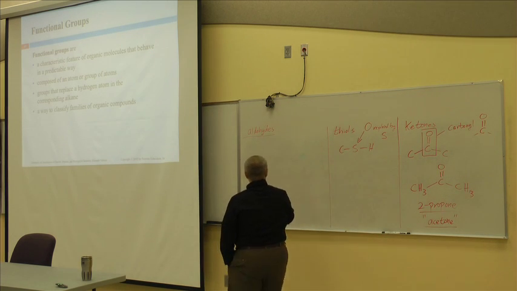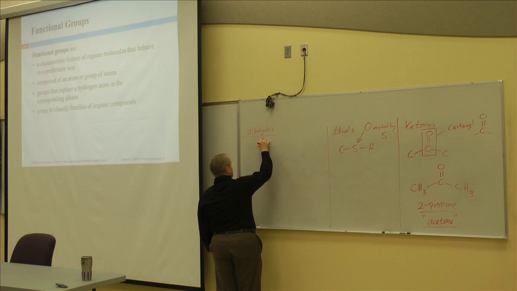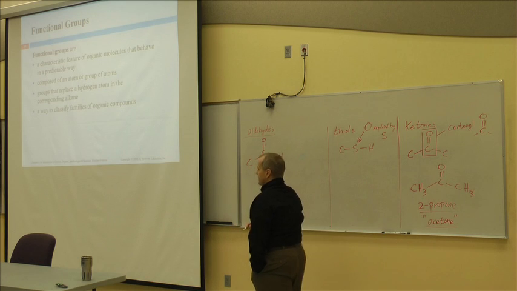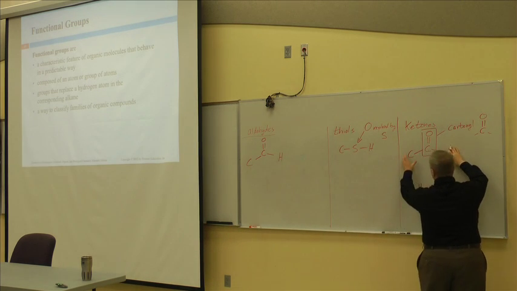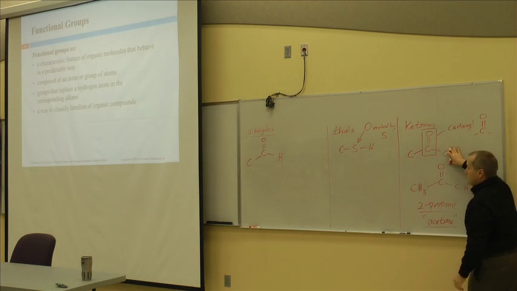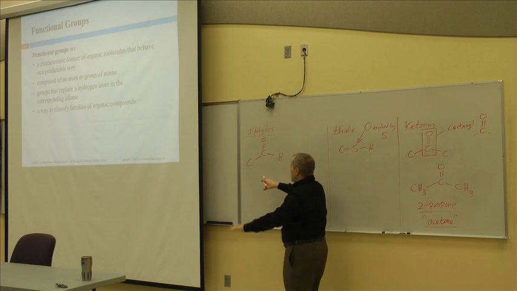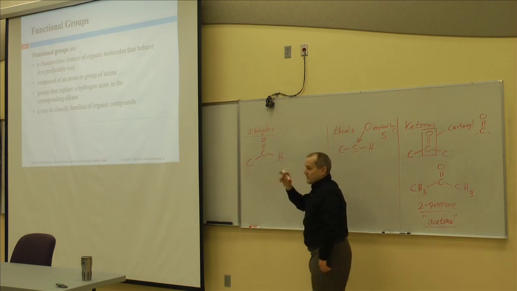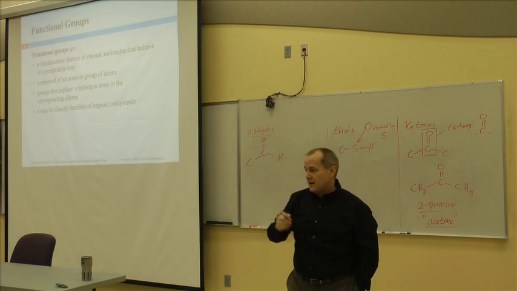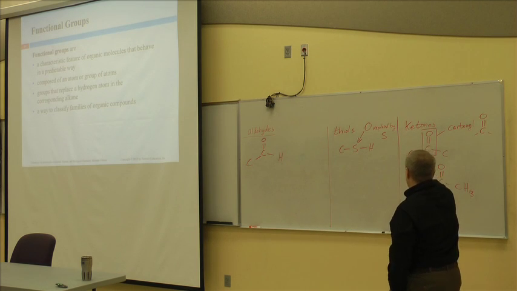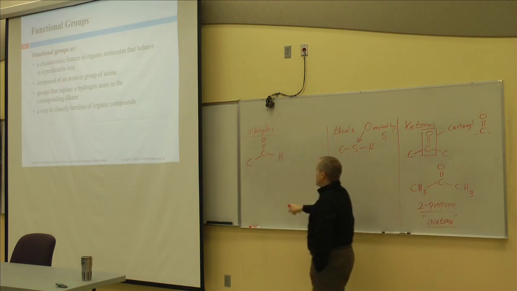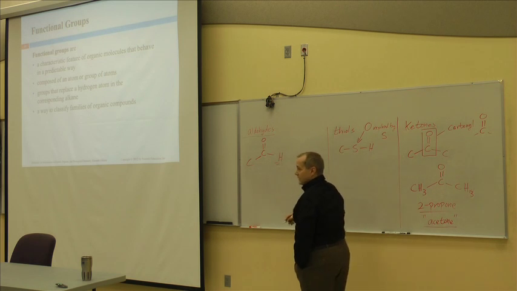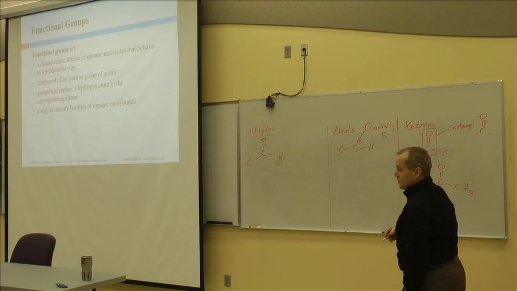Aldehydes look like this. You have a carbonyl and a hydrogen bonded directly to it. That's an aldehyde. Now look, here's a ketone. Carbonyl, carbon and a carbon on the left and the right hand side. That's a ketone. Aldehydes are very similar, except directly bonded to the carbonyl carbon is a hydrogen. That's what gives it away as an aldehyde. Ketones have carbons on both sides of the carbonyl. Aldehyde has a carbon and a hydrogen.